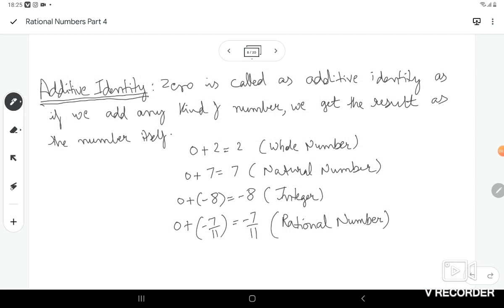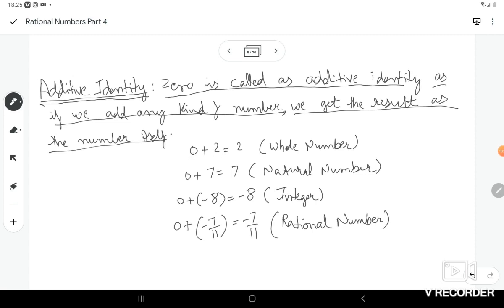Now coming to another property of numbers, which is the additive identity. The additive identity is 0. Let's see how it behaves. 0 is called the additive identity because if we add it to any number, we get the number itself as the result. Let us understand it more clearly with the help of examples.